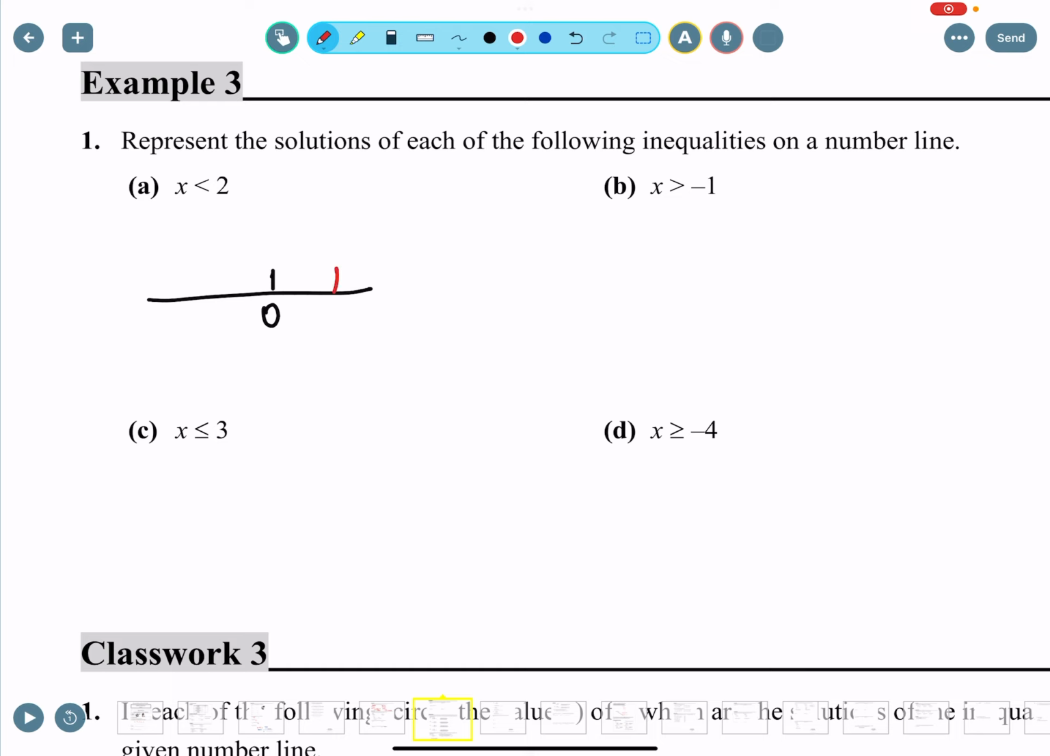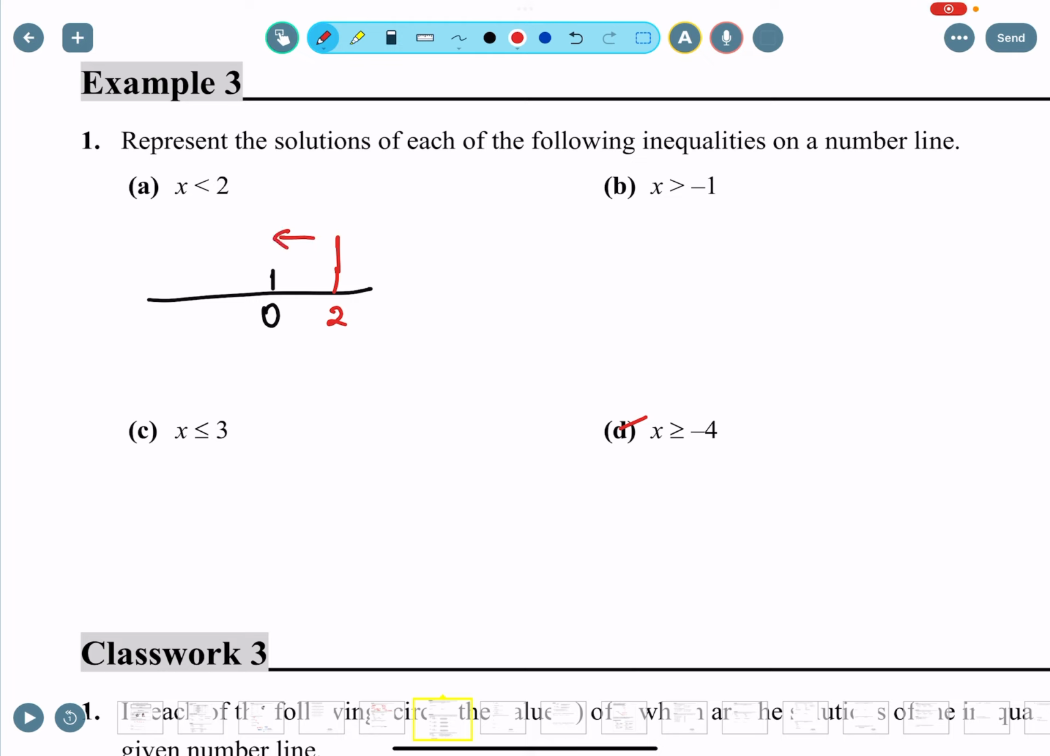So based on what you learned in Form 1, it should be on the right side. So you write 2 here. Now, if it's less than, you're expecting numbers to be on the left side of 2. Numbers less than 2, right, are 1, 0, -1, and -2. So your arrow should be pointing to the left.